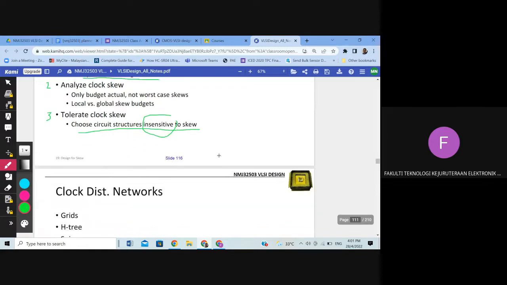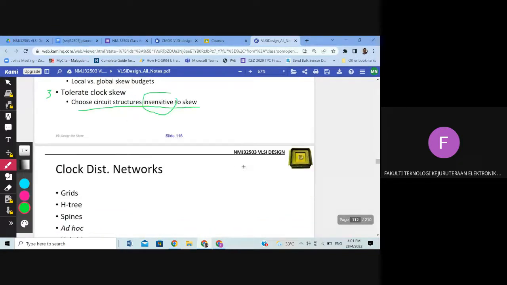All right, so we stop here. We continue with clock distribution networks next week.